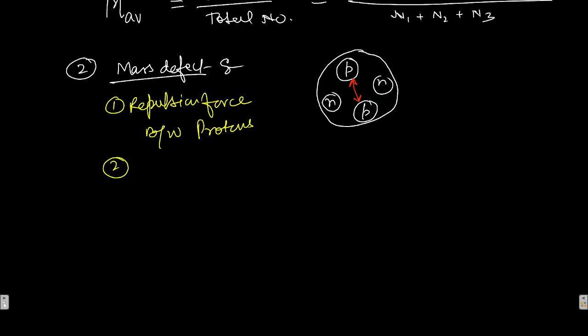For this particular purpose, what happens? Some mass of each particle present inside the nucleus changes into energy. This particular mass is called mass defect.